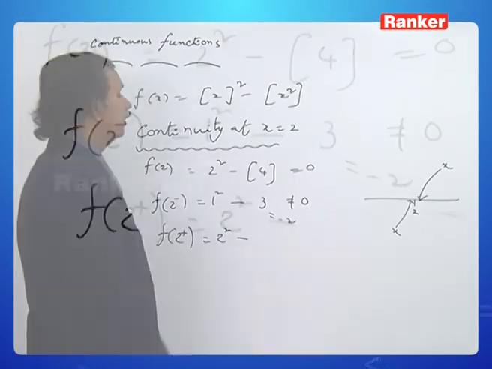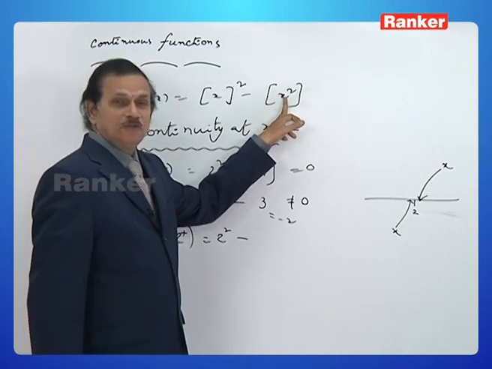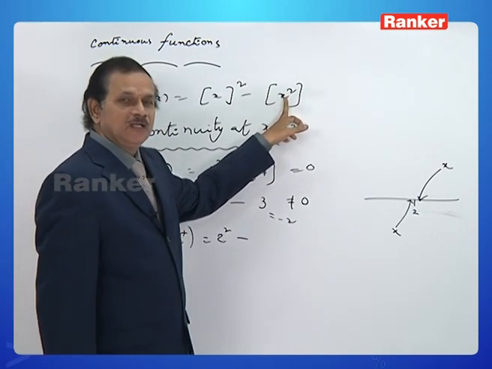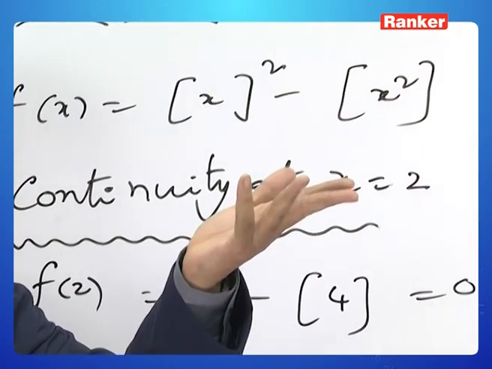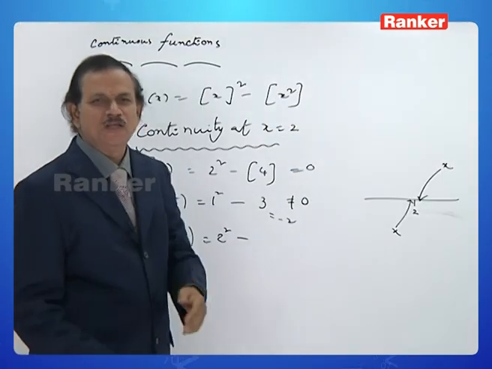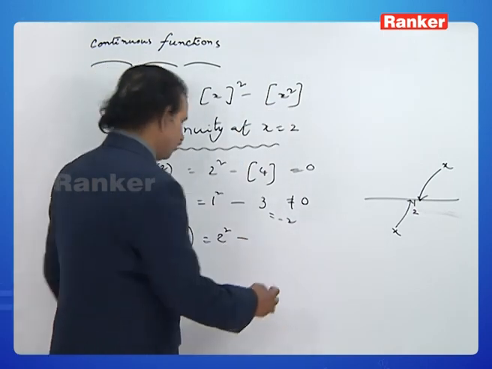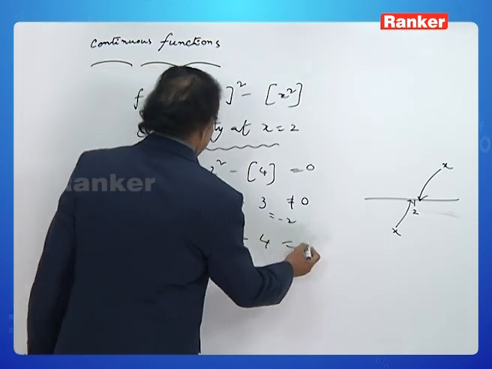Minus 2.00001 whole square. It will be around 4.01 or 4.02, like that only. It is just above 4. Therefore, its integral part is 4. So 2 square minus 4, it is 0.